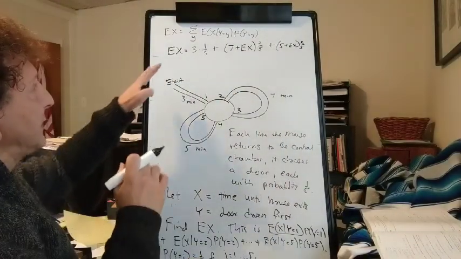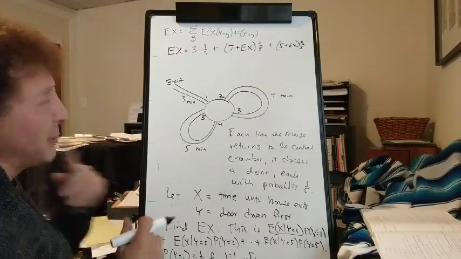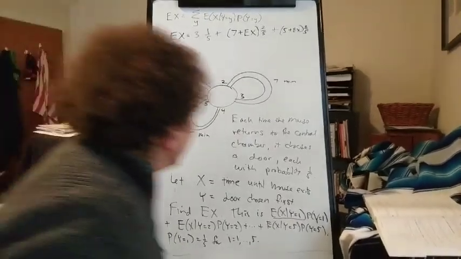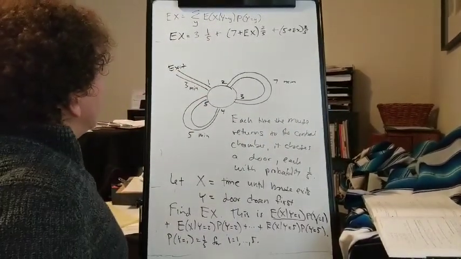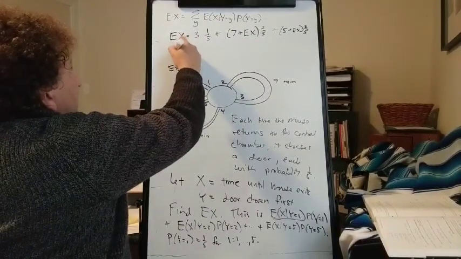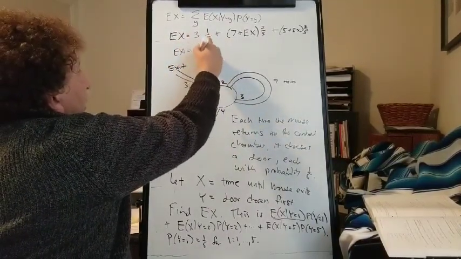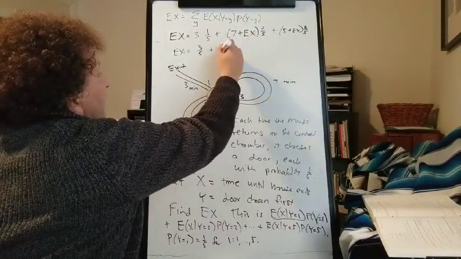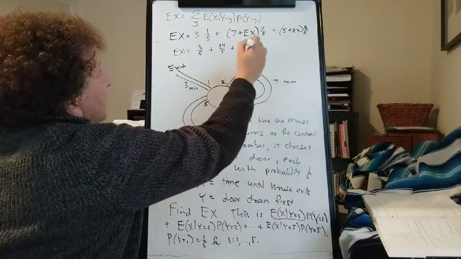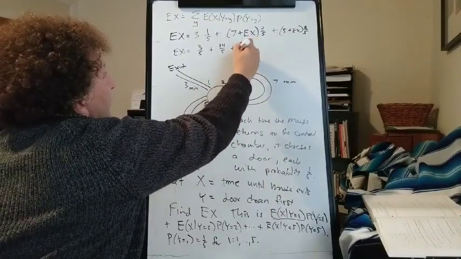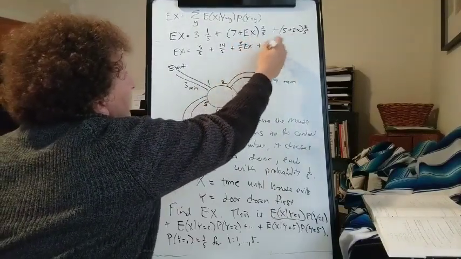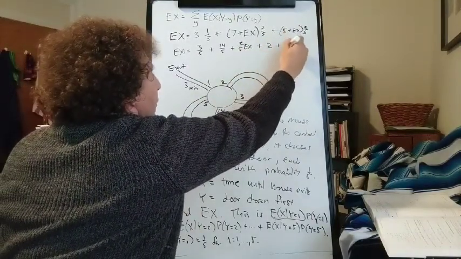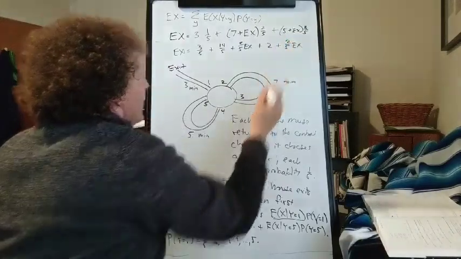All right, well, this doesn't give us the answer for the expected value of x immediately, but it is one equation and one unknown. So maybe we can solve it for that one unknown. So let's see, we have the expected value of x equals 3/5 plus 2/5 of 7, which is 14/5, plus 2/5 expected value of x, plus 2/5 of 5, which is 2, plus 2/5 expected value of x.